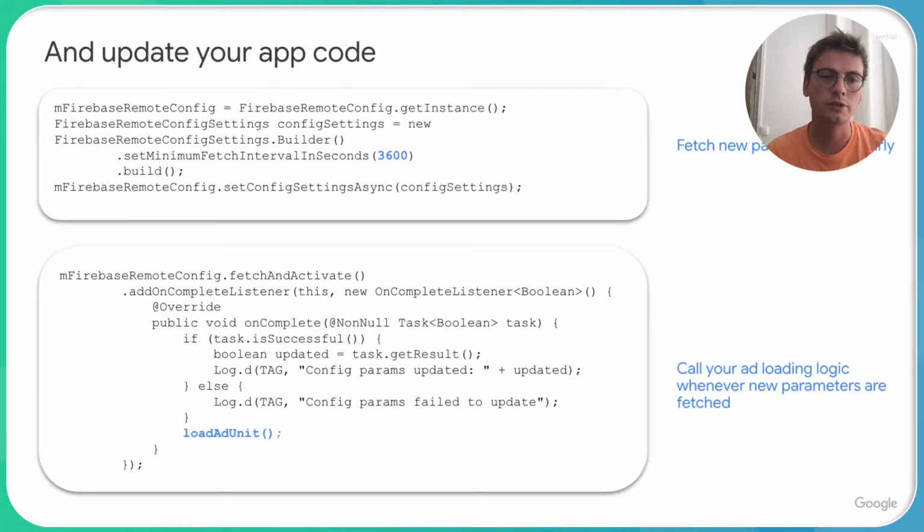Then once you do that in the Firebase UI, you will have to update your app code to be able to retrieve those parameters regularly. So that's the first block of code, where we are saying just fetch the new parameters every hour. You're seeing the 3,600 seconds interval, which is set in blue there, so it means we are fetching the parameters every hour. And then we have another function called fetch and activate that we call to update those parameters. And if we get an update on the parameter, we are calling our ad loading logic.